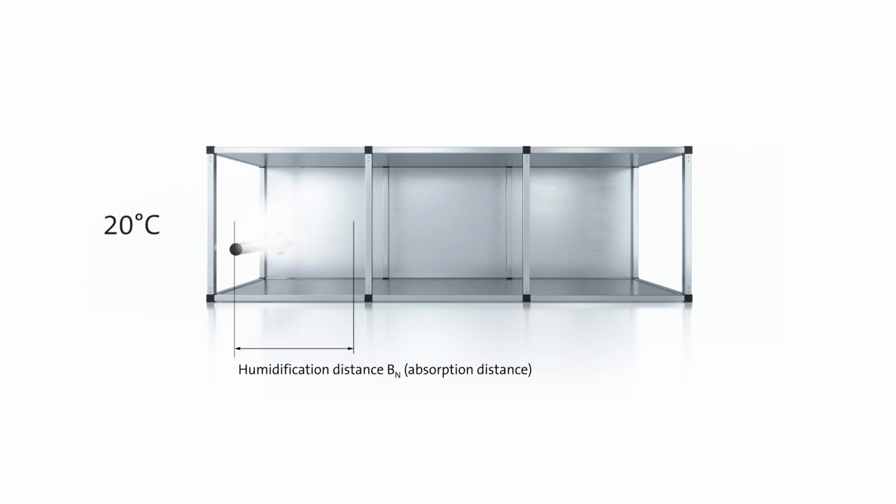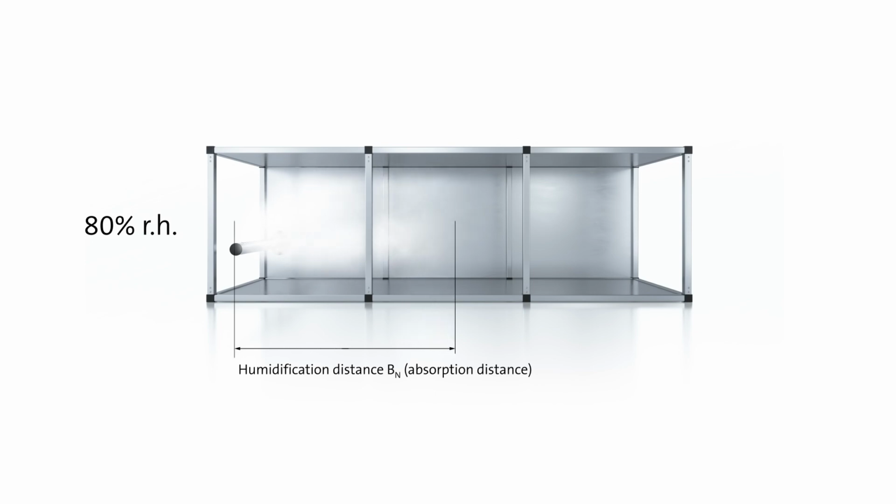This is because the colder the air, the lower its ability to absorb moisture. Therefore, when the inlet air has a temperature of only 10 degrees Celsius, the visible steam stream and the humidification distance Bn are longer. At higher temperatures, the absorption is more effective and it is possible to achieve a shorter humidification distance. The humidity of the air is also relevant because the higher the humidity of the air, the lower further humidity absorption by the air becomes.